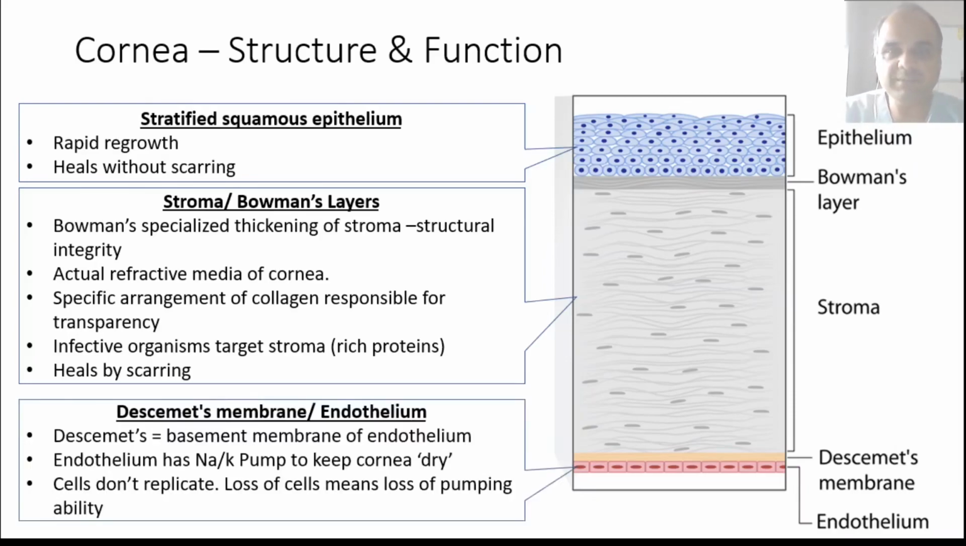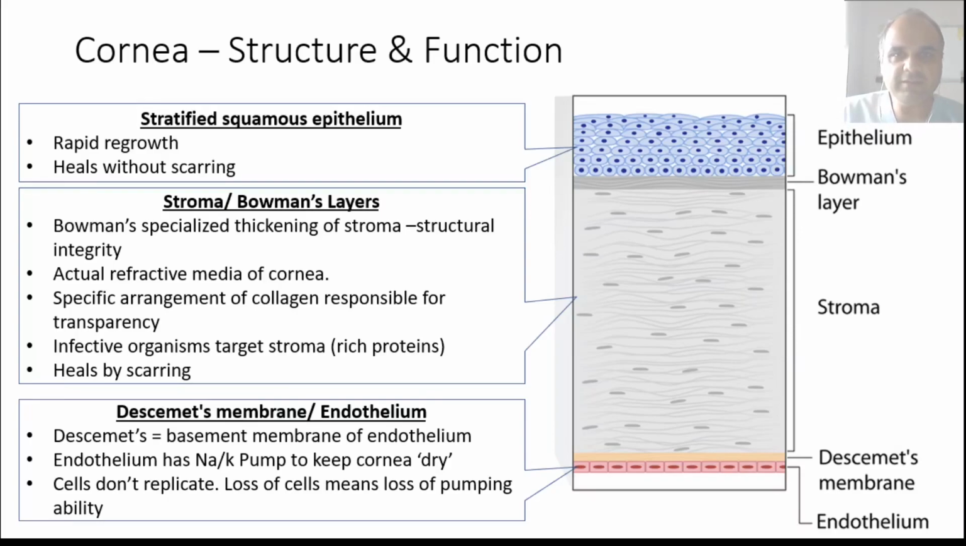Finally, we have the Descemet's membrane and the endothelium. The Descemet's membrane is the basement membrane of the endothelium. So although the cornea is supposed to have 5 layers, you can essentially reduce it down to 3. You will have your epithelium, your stroma, and your endothelium. The endothelium is the side that's facing the anterior chamber. It's surrounded by aqueous, and it has these really special sodium-potassium pumps that help in keeping the integrity and the clarity of the cornea.